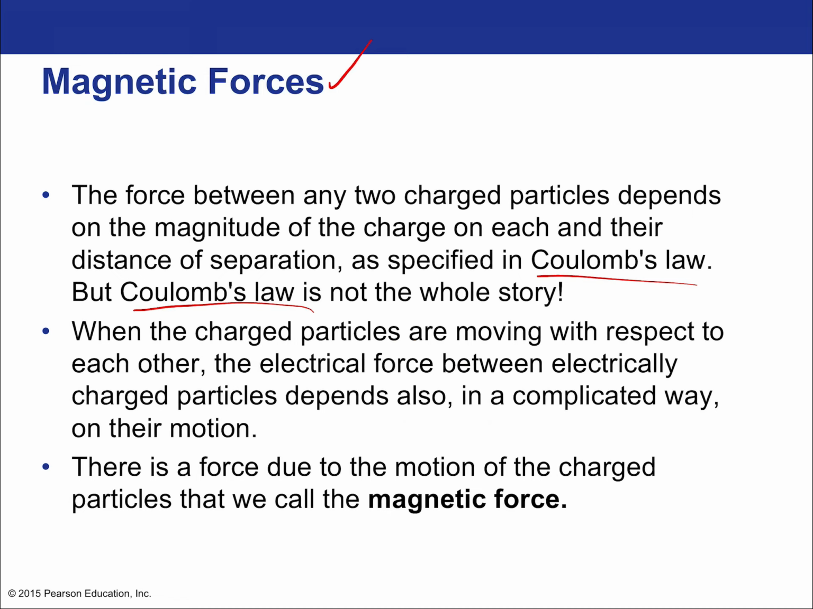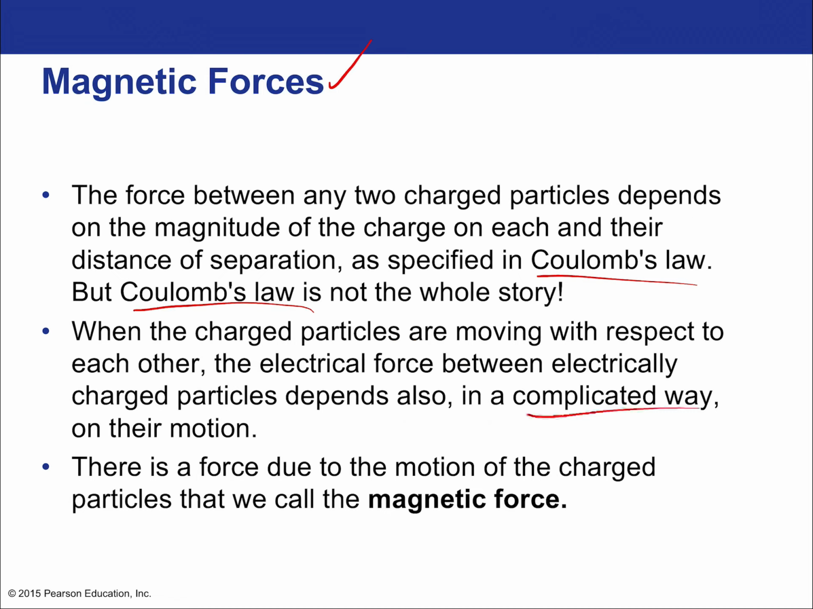So when the charged particles are moving with respect to each other, the electrical force between electrically charged particles depends also, in a complicated way, on their motion. Because if they're moving, then they generate magnetic fields, and the magnetic fields affect the forces on each other. Now, it turns out that the directionality is totally different than just a straight either repulsive or attractive force like we saw with Coulomb's law. The directionality is always three-dimensional. It's always perpendicular to the plane of motion, which is something we won't cover in this class, but that's the story behind the phrase complicated way. And it's just because of the nature of this idea of something mathematically called the cross product.